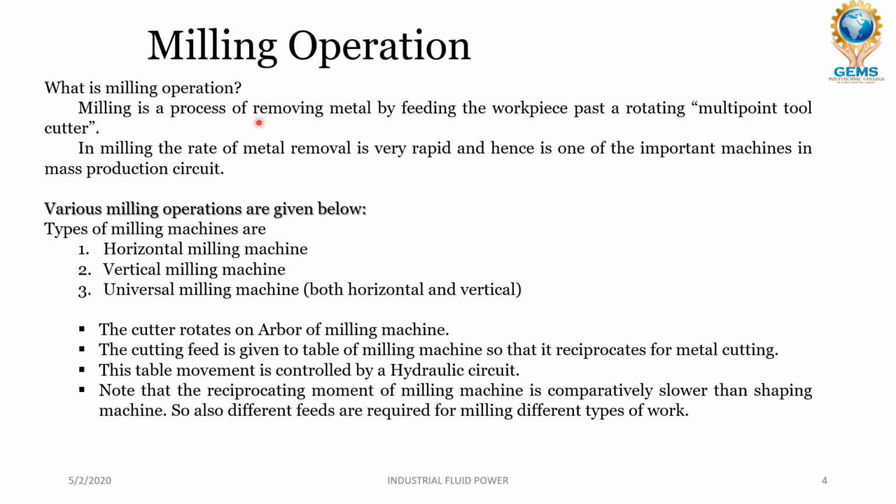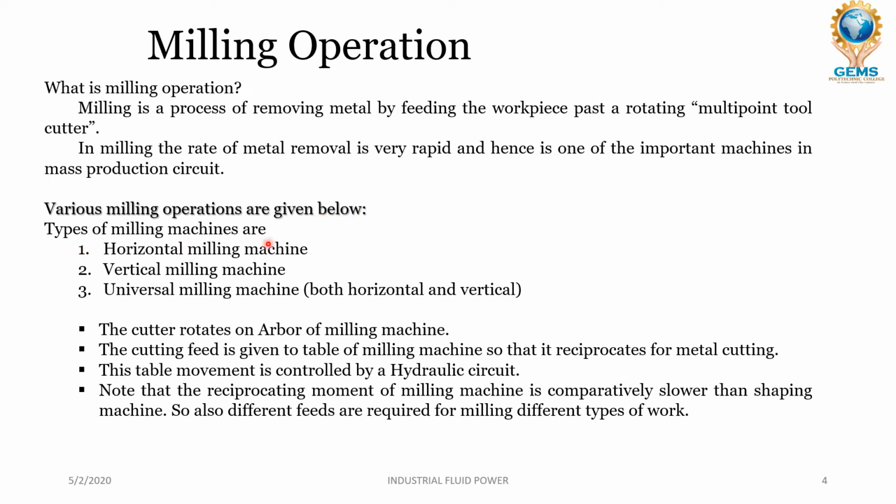Milling is a process of removing metal by feeding the workpiece past a rotating multi-point cutter. Here my rotating cutter stays in one place, but we are feeding the workpiece on the work table. In milling, the rate of metal removal is very rapid, and hence it is one of the important machines in mass production. Various milling operations are given below.